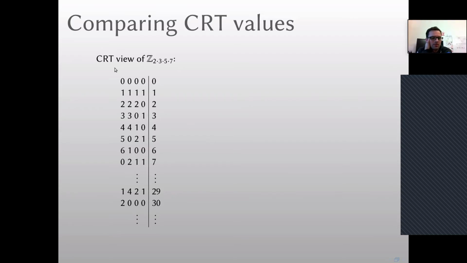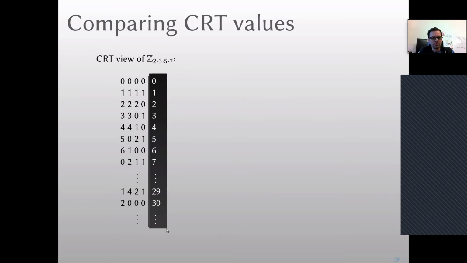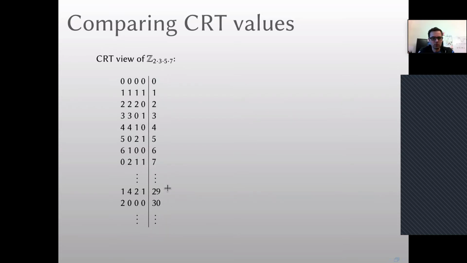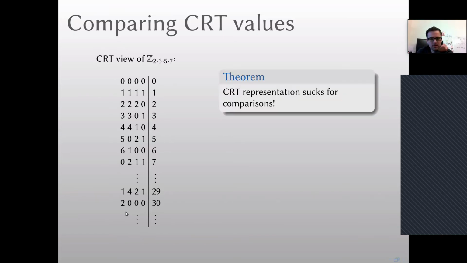So here's the usual view of this residue system. On the right are all of the usual numbers, the usual representation of a number, and on the left is how they get represented in this residue system. So here is the number mod 2, the next column is the number mod 3, this is the number mod 5, this is the number mod 7. And so you can see what's going on here. That's the usual view, and like I said, this is a bad representation to compare two integers.